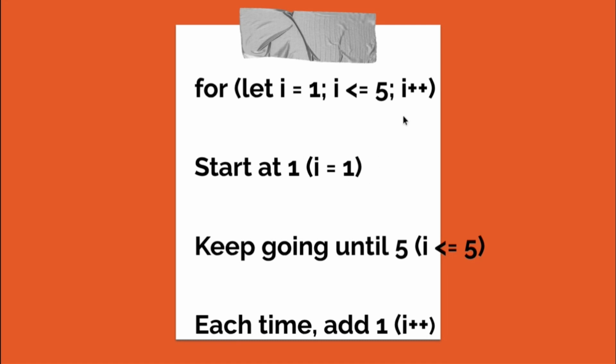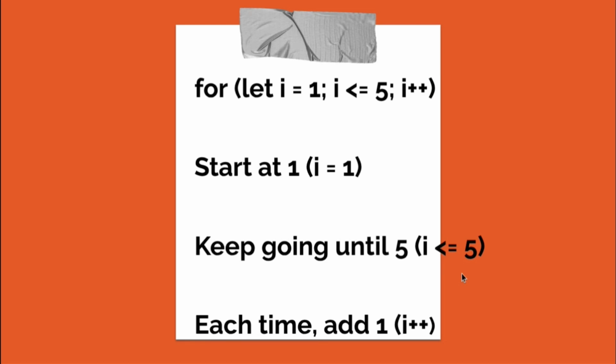And this i++ means that each time you add 1. That means if you count 1, add 1 to 1, it becomes 2. Add 1 to 2, it becomes 3. Add 1 to 4, it becomes 5, until you reach 5. Each time you add 1. That is the meaning of i++. The computer runs the same code again and again and changes i each time.